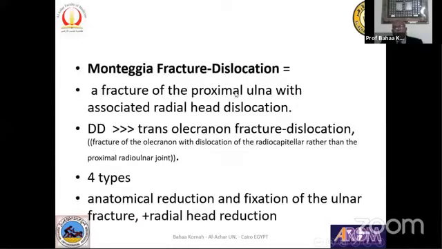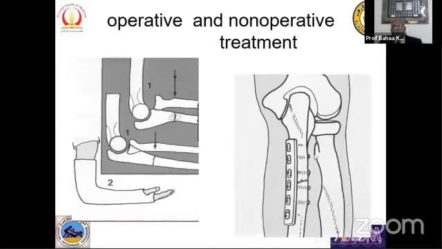What about the Monteggia fracture? The fracture of the proximal ulna with associated radial head dislocation. You have to differentiate it from the transolecranon fracture dislocation, the fracture of the olecranon with dislocation of the radiocapitellar rather than the proximal radio-ulnar joint. This is a fourth type. Anatomical reduction and fixation of the ulnar fracture and radial head reduction. This is an example of the operative technique for this with the reduction.